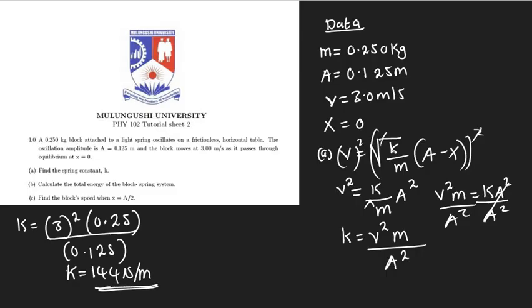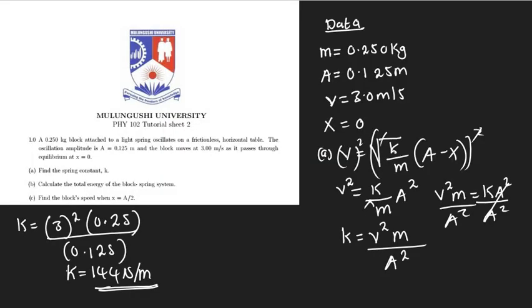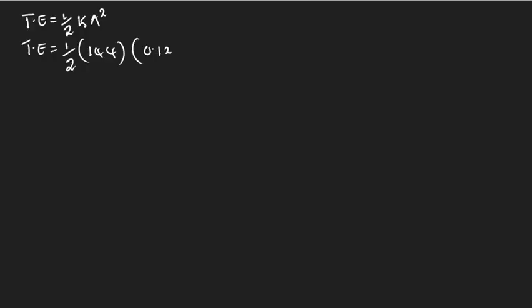That is just how you solve this particular question to this stage. Calculate the total energy of the block system. So total energy is equal to 1 over 2 k a power 2. We have the 144. Then what is our a? From the data, our a is 0.125, so we have 0.125 power 2. Let's see what total energy we are getting.